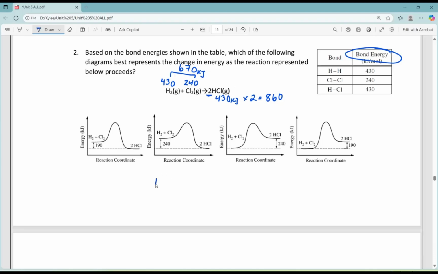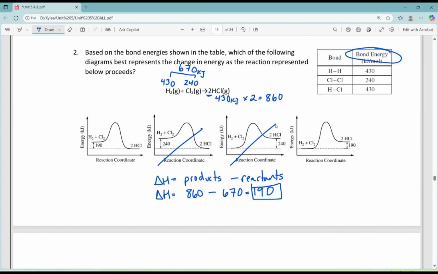So remember, delta H equals products minus reactants. So if I want to figure out which graph matches, I can take 860 minus 670 and I get 190, and that is a positive value. So I can actually eliminate already this choice and this choice because they both have the delta H value listed as 240. Out of the two that are left, I'm going to pick the one where my delta H is shown as a positive value.